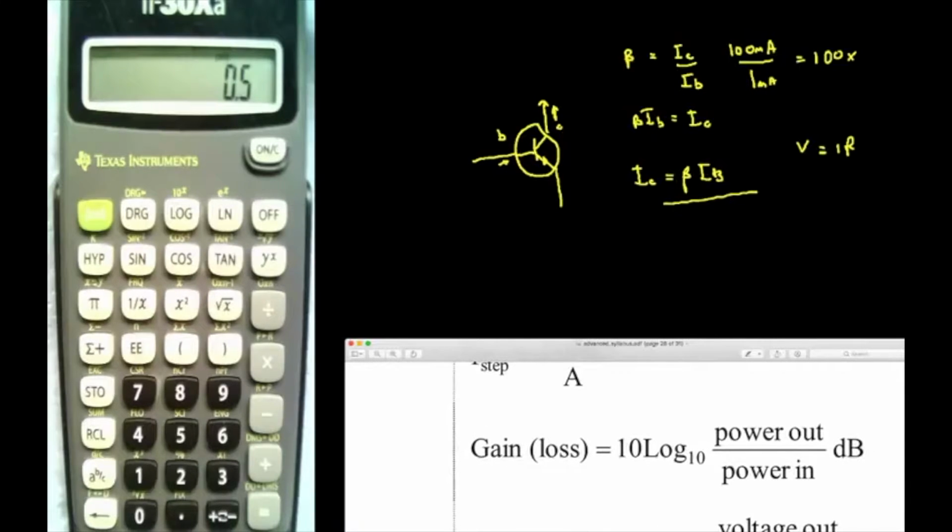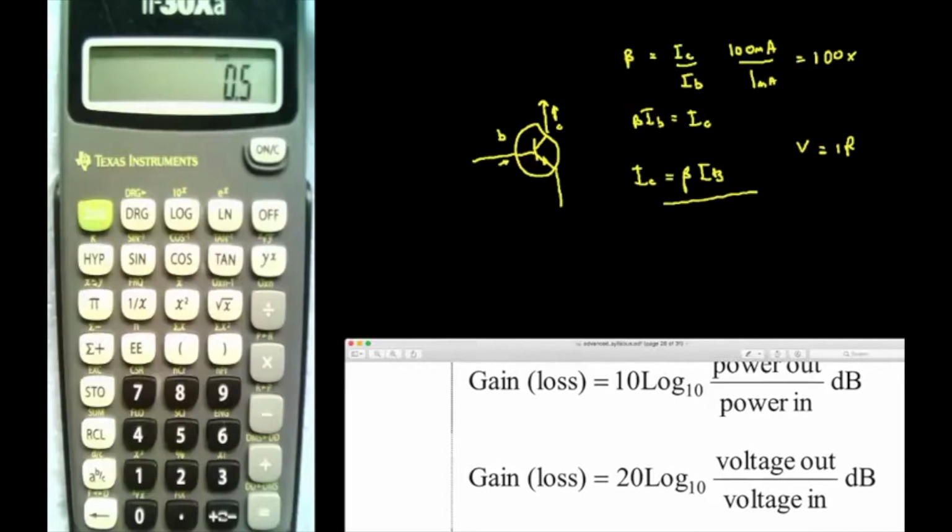There it is. Okay, gain or loss equals 10 log 10 power out over power in, in dBs. And the one below it is gain or loss is 20 log 10 voltage out over voltage in. So let's have a quick look at this one here. Gain or loss in dBs.